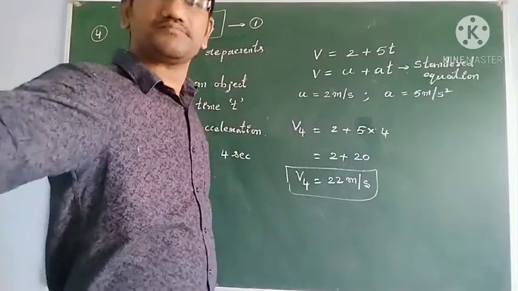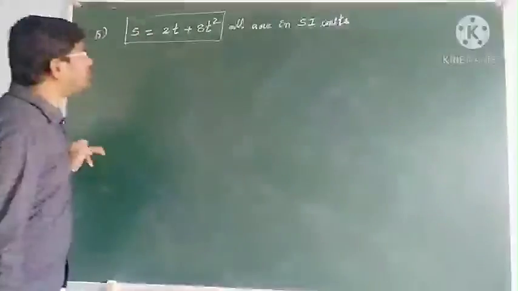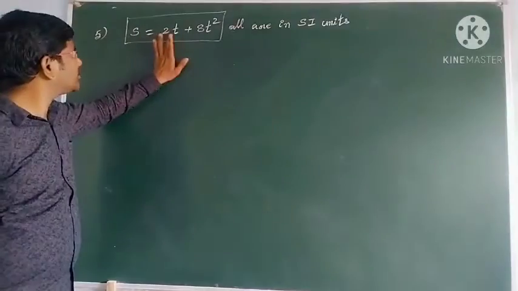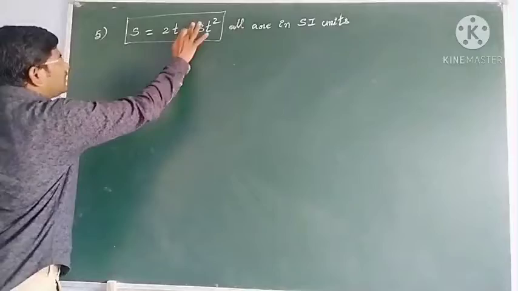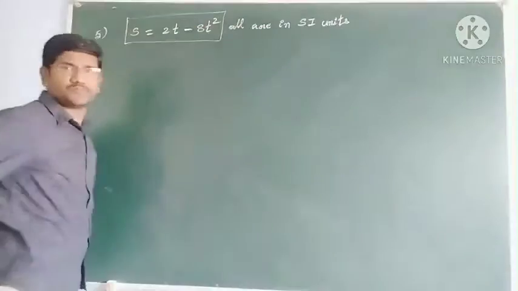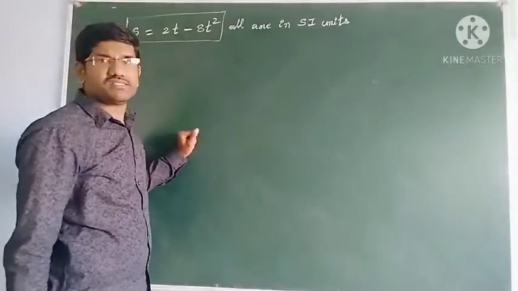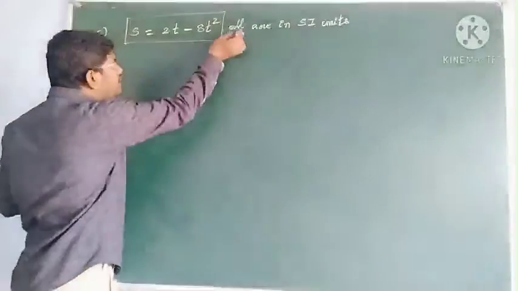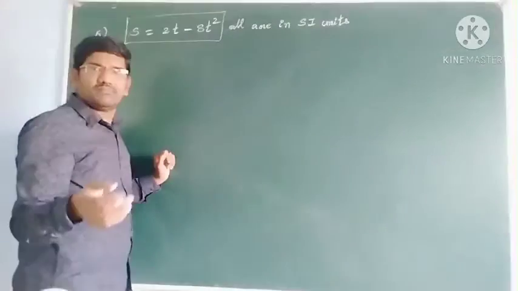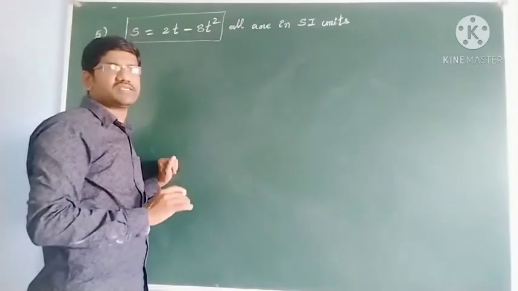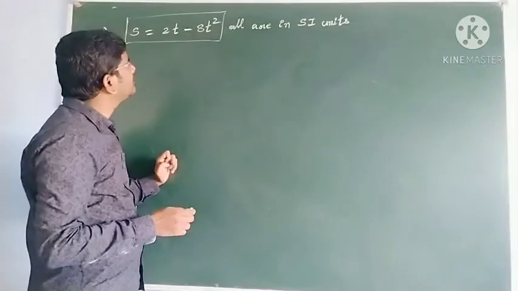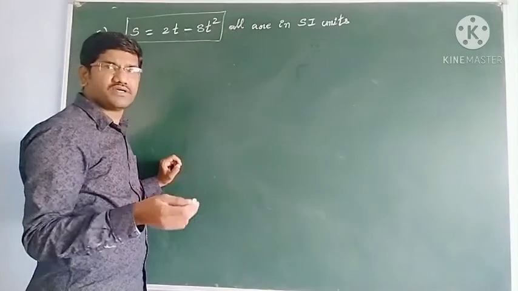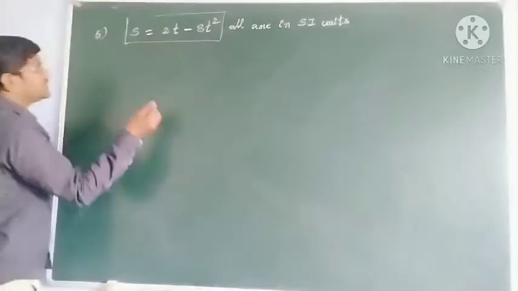Okay, students, see another model. Like they have given displacement of a particle in terms of time. s is equal to 2t plus 8t square, or they may give you a minus sign also, so 2t minus 8t square. All quantities are in SI units only, means displacement and time, and if you have acceleration, everything is in SI units. Then find velocity of the object after some 5 seconds.